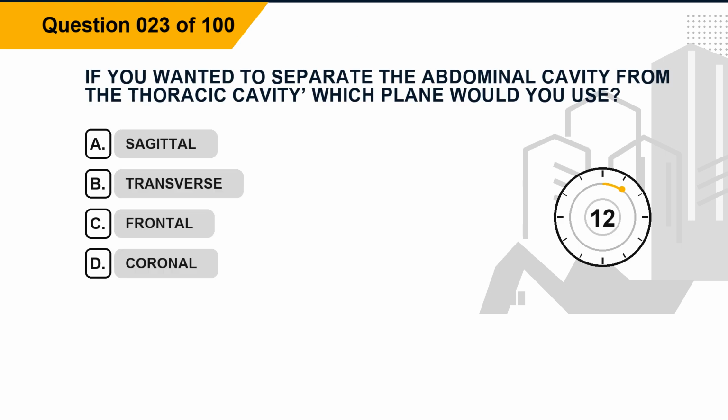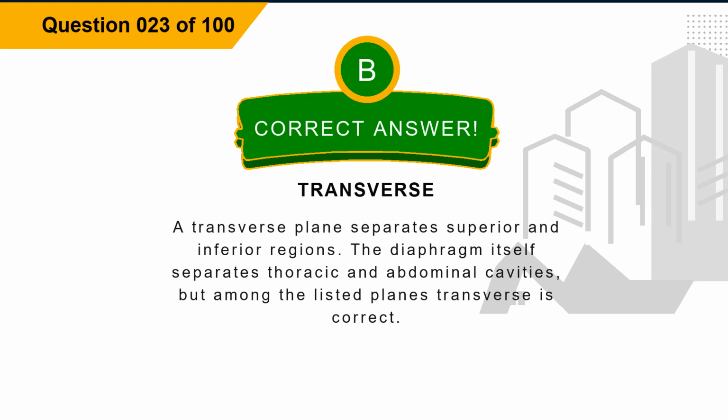Question 23. If you wanted to separate the abdominal cavity from the thoracic cavity, which plane would you use? Option A, sagittal. Option B, transverse. Option C, frontal. Option D, coronal. The correct answer is option B, transverse. Explanation: a transverse plane separates superior and inferior regions. The diaphragm itself separates thoracic and abdominal cavities, but among the listed planes transverse is correct.